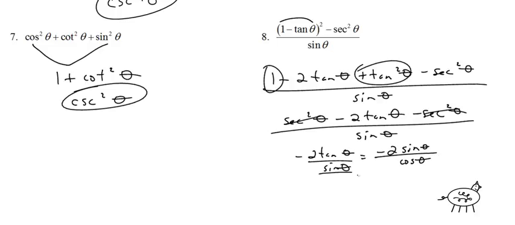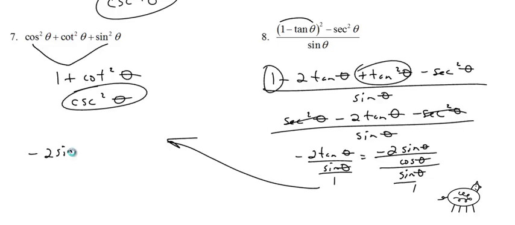And then that's over sine of theta over 1. So I can write that, I'm just going to write over here, math fans. So it's negative 2 sine of theta over cosine theta times reciprocal. So times 1 over sine of theta. So sine of theta cancel out, and we get negative 2 over cosine of theta.